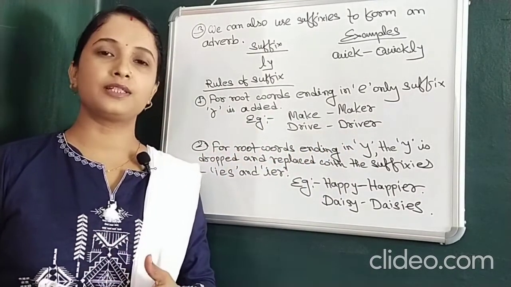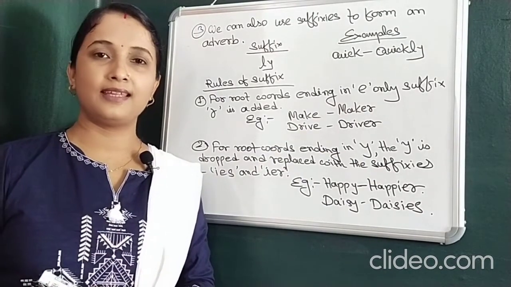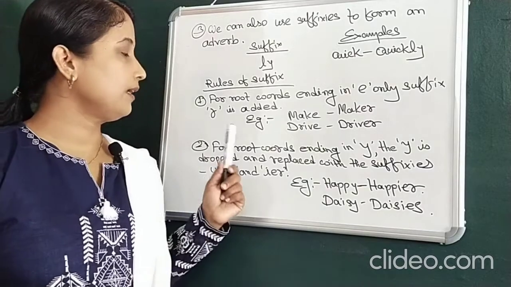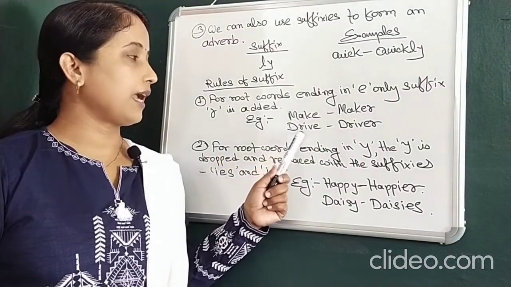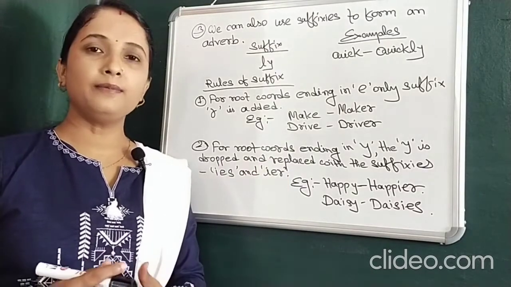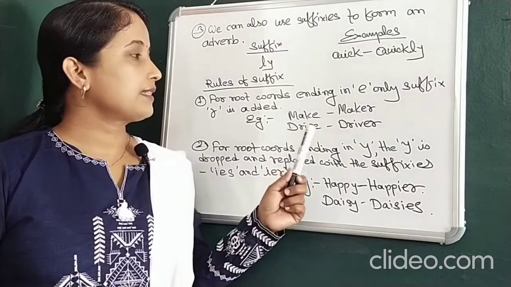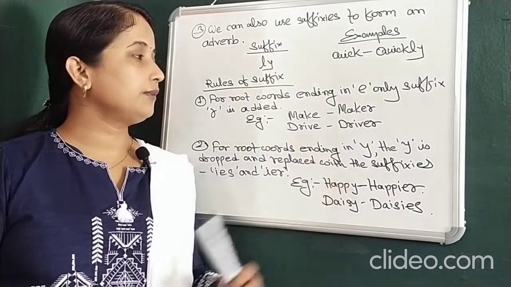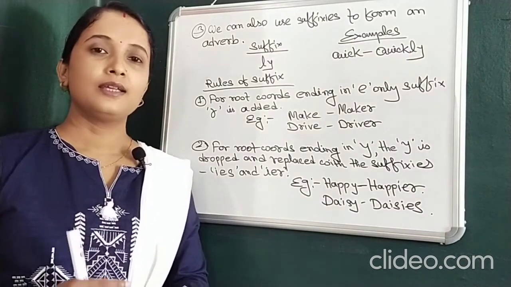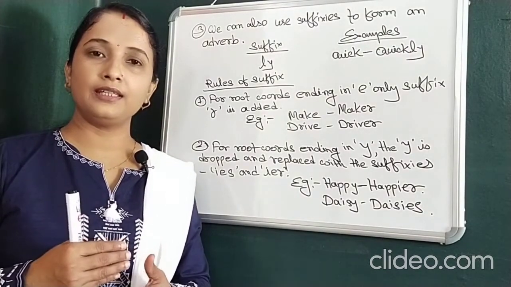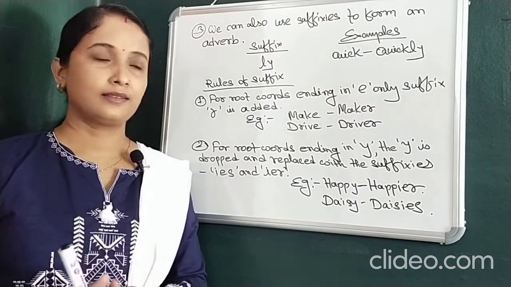For the root words which are ending in e, only suffix r will be added. Let's say example. Here the two words are make and drive. Make and drive are two root words here, and by adding the suffix r, we make the word maker and driver. Okay. So, the words which are ending in e, we only add the suffix r at the end of this word.